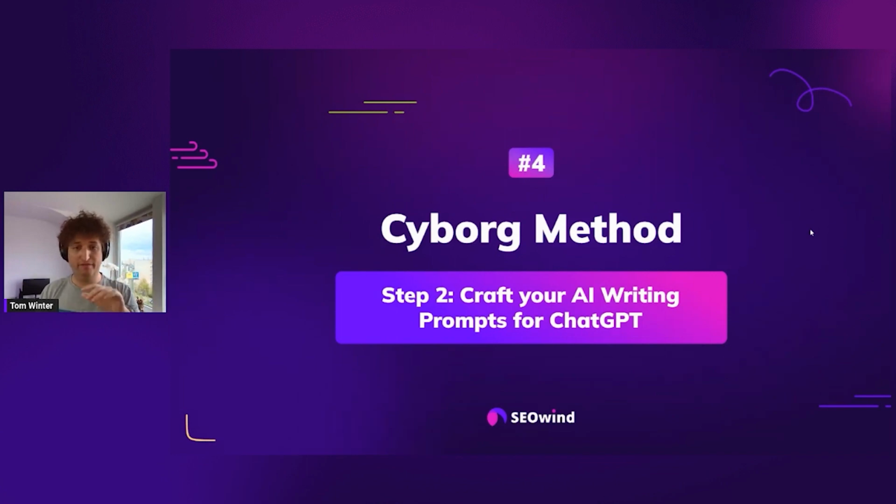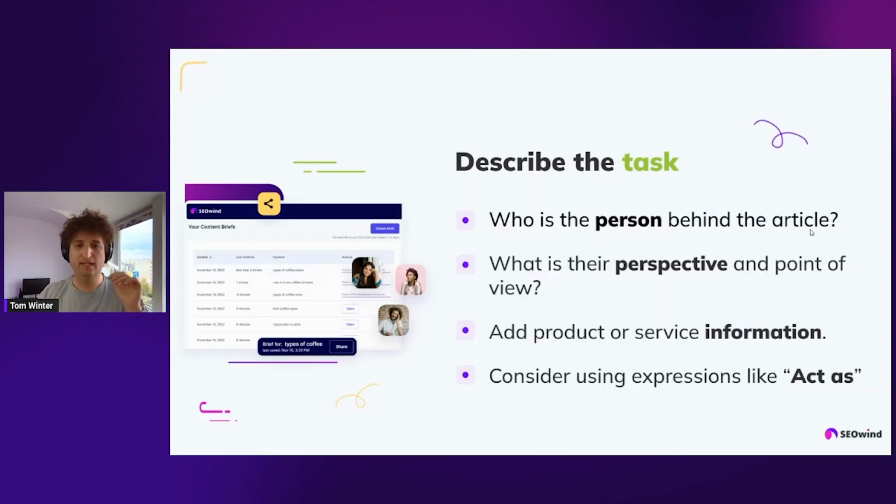We will use all the things that we gathered, because when you're prompting AI, you have to use knowledge, put the knowledge into AI to get quality out. If you put garbage in, you'll get garbage out. It's the same thing. So describe the task: who is the person behind the article? What is their perspective and point of view? Add product or service information.